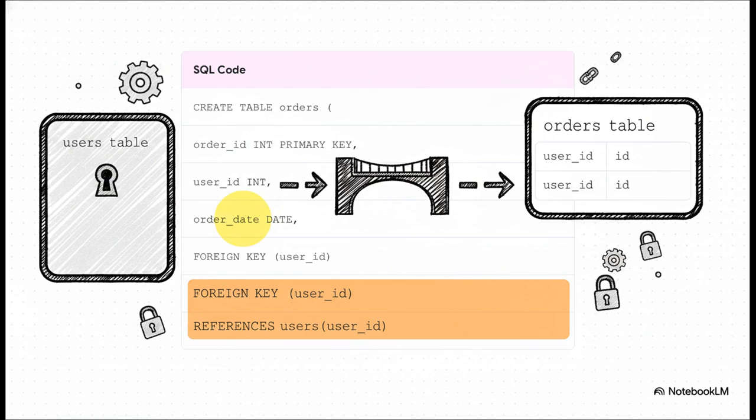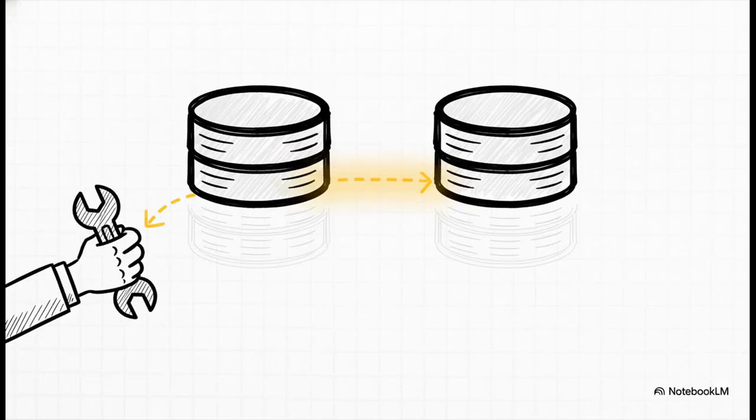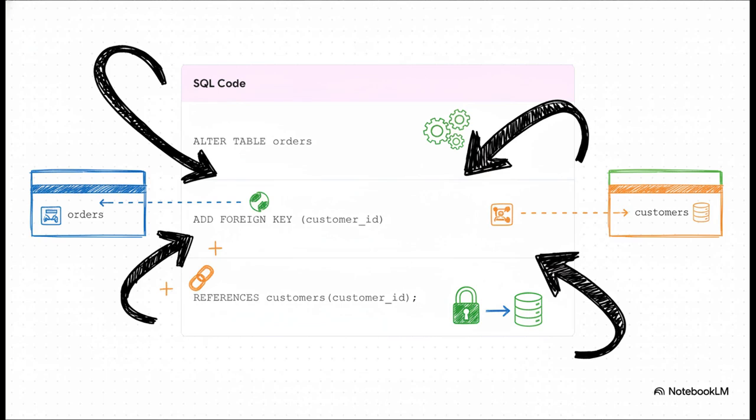That one line forges the entire connection. But what if your tables are already live and full of data? No problem at all. You can add this relationship after the fact, which is super useful when your database needs to grow and change. And this is how we do it.